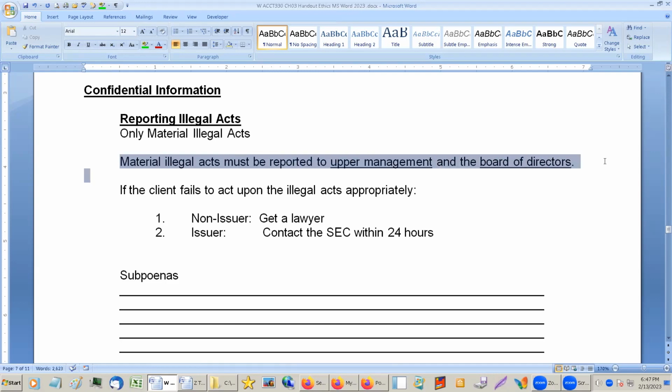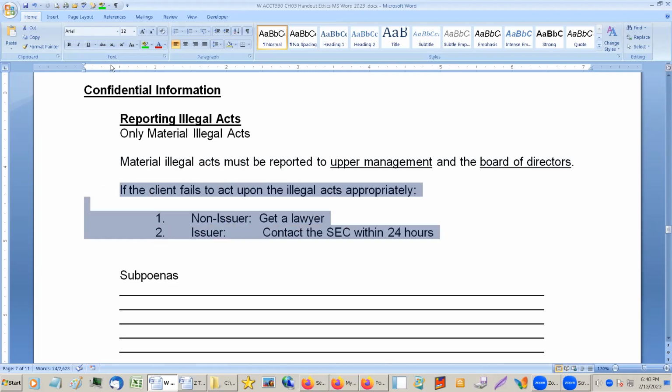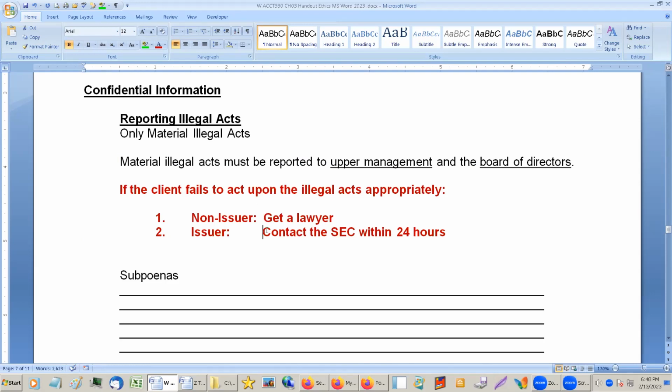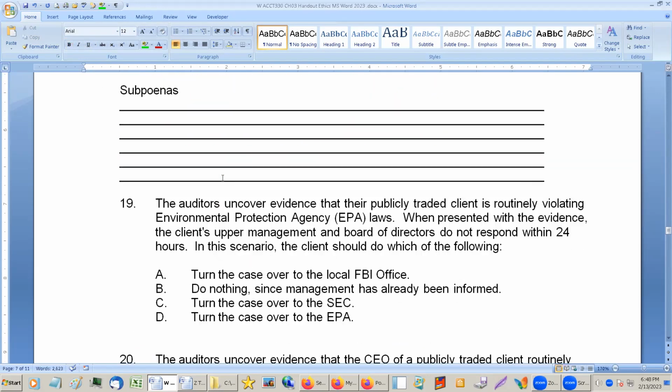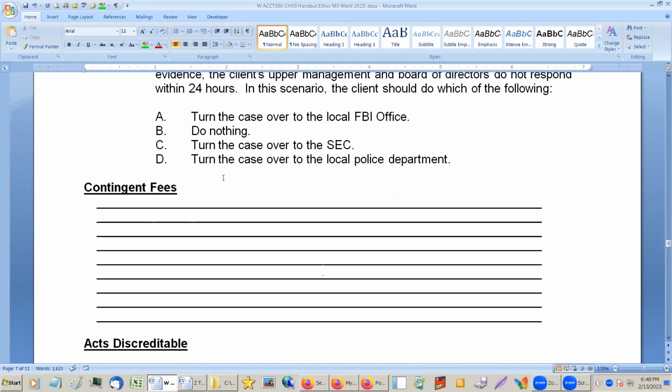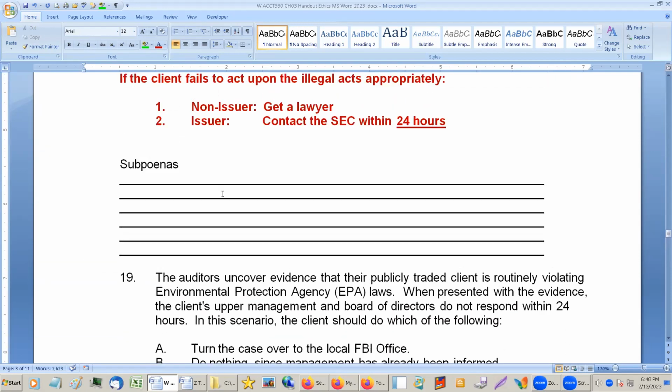So illegal acts, you must report them to the board of directors and upper management. If the company fails to act upon it appropriately, then if it's a non-issuer, get a lawyer. If it's an issuer, you contact the SEC within 24 hours, and you must do that, or else they'll come looking for you. So 24 hours is the maximum amount of time. All right, we'll finish this up and then we'll take a break.